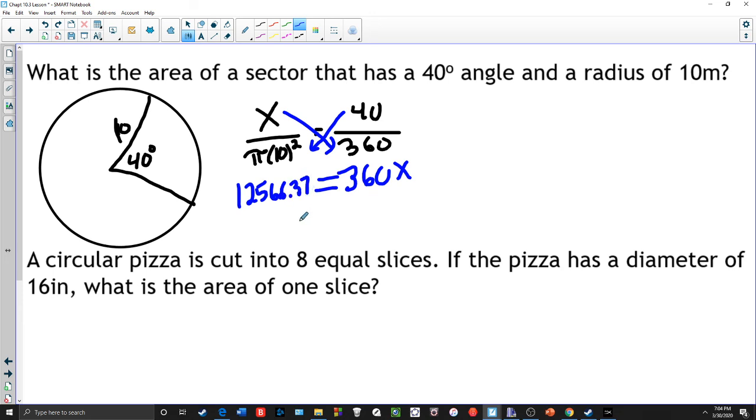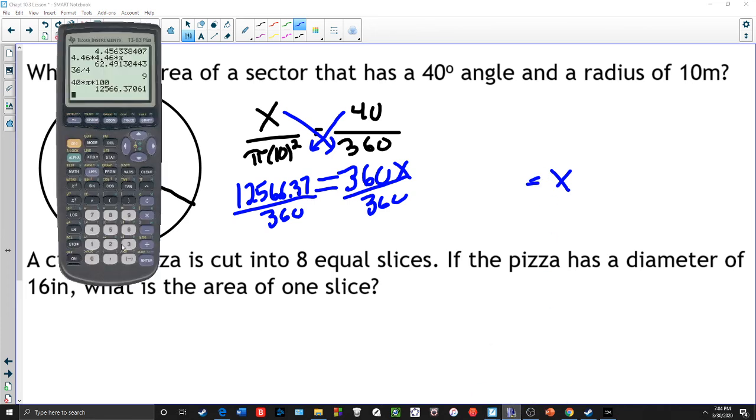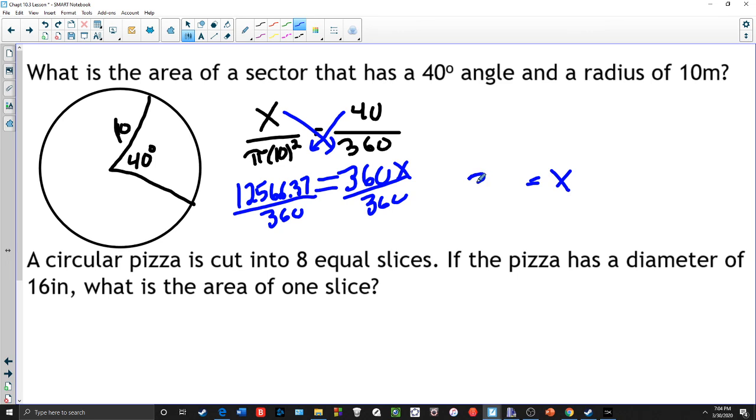1256.637, which seems like a big number, and it is, but remember, we're going to divide it by 360 anyway, so it's going to be cut down by quite a bit. And we get x is equal to this divided by 360, we get 34.9. And that's the area of the sector. So again, it's more about proportions than subtracting areas or whatnot. And that's how we solve it.